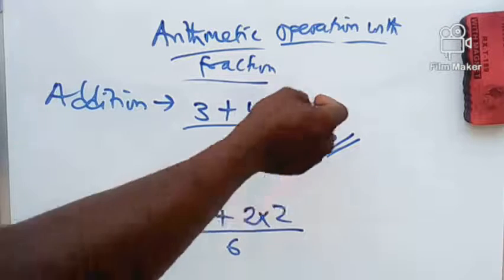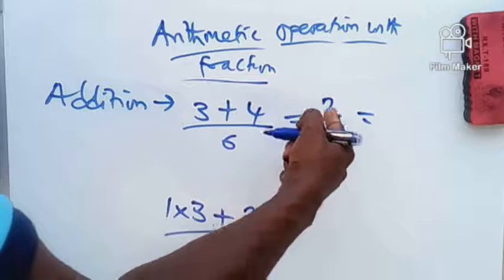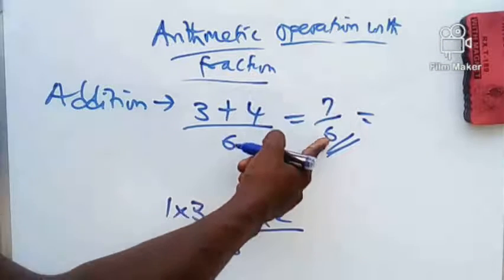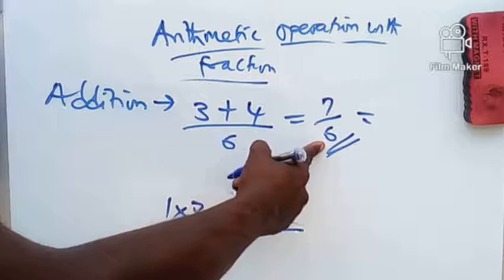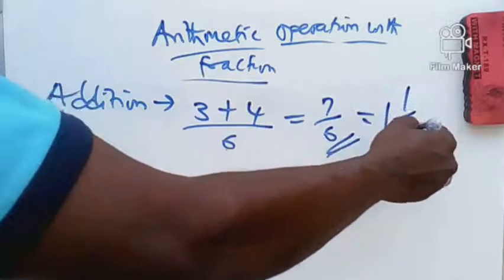You can simplify this further into what? Into a mixed fraction if you so desire. So if we want to break it down into a mixed fraction, what do we do? We simply divide 7 by 6. Remember, when you share 7 things among 6 persons, they are going to first of all get 1 each, and there will be a remainder of 1. So it's going to be one whole number, 1 over what? 6.